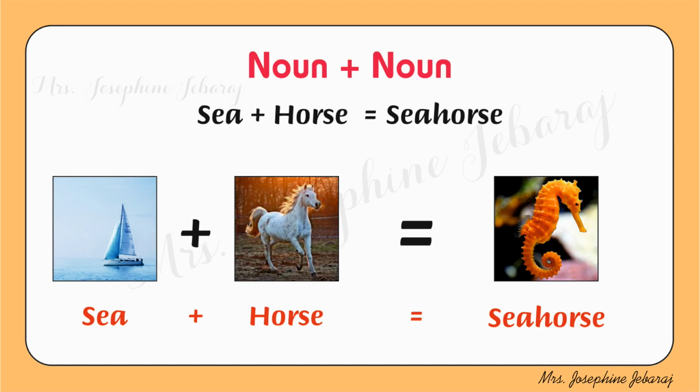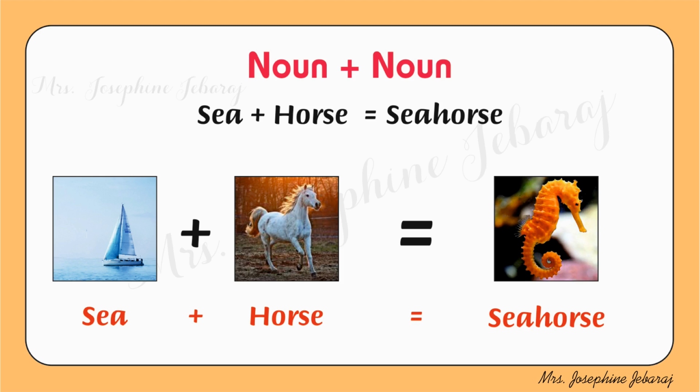Seahorse, watermelon, pineapple, lunch bag, wallpaper, nail cutter. Children, if you see these words, you need to separate them. Sea, horse. Sea is a different word and horse is a different word. When you put them together, you get a new word, that is seahorse, with a new meaning.